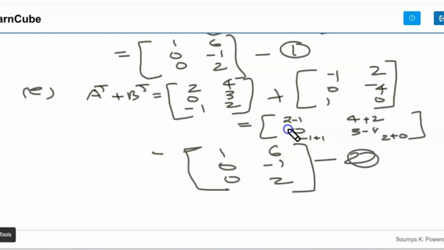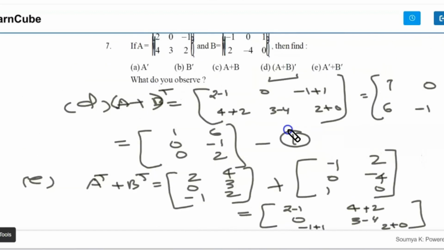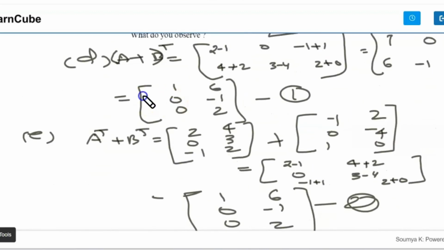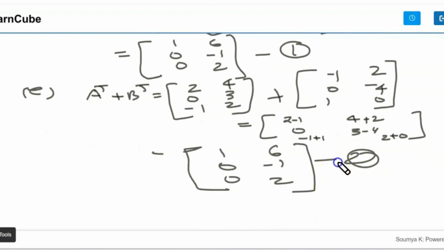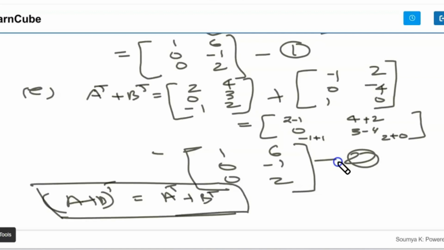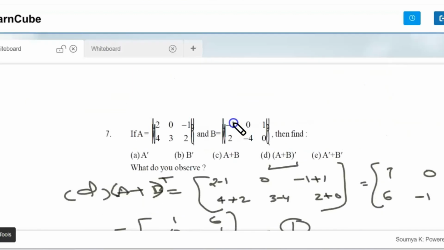This is the second part. So E and D, if you compare, what do you observe? You observe that these two are the same matrix. That means when you add two matrices and find the transpose, and separately find each transpose and add them, you will get the same result. So this is the observation that you get from the question.